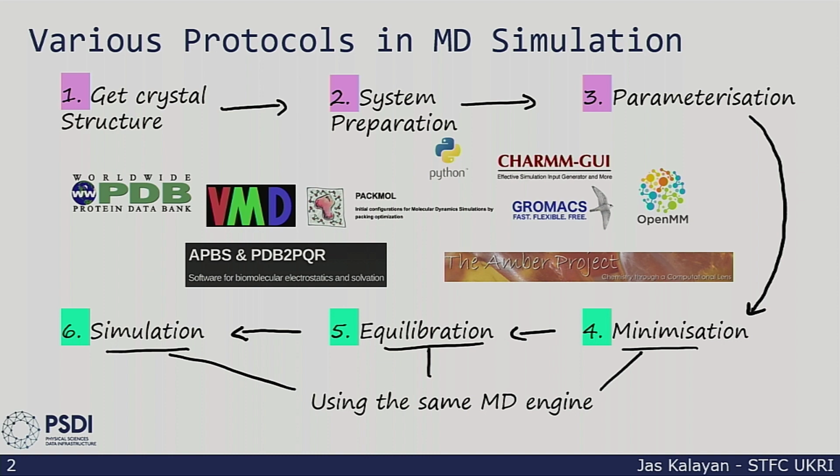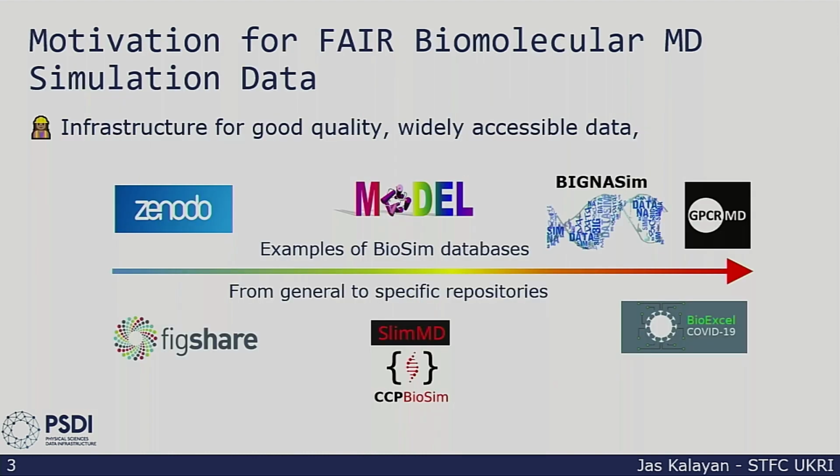The last 4 steps, so the minimization, equilibration, and the actual simulation, are usually conducted on the same piece of software. So this information will be easier to track because you are using just one piece of software to do this. So minimization, removing the energetic clashes between atoms, equilibration, so getting the temperature and pressure correct, and then performing the simulation. So that's how we are producing our data in this community.